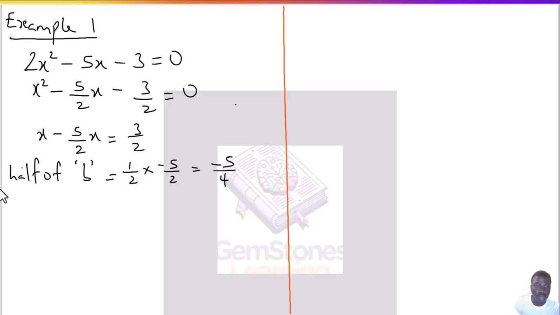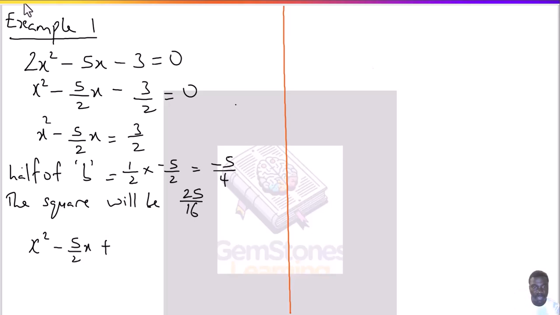So what will be the square? The square will be 25 over 16. But let's not use that yet. Let's still stick with adding the square of half of b to both sides. That will be x squared minus 5 over 2 x plus negative 5 over 4 all squared is equal to 3 over 2 plus negative 5 over 4 all squared.